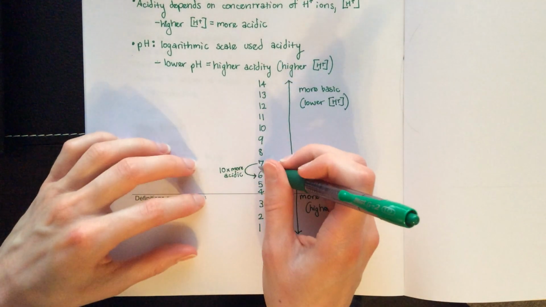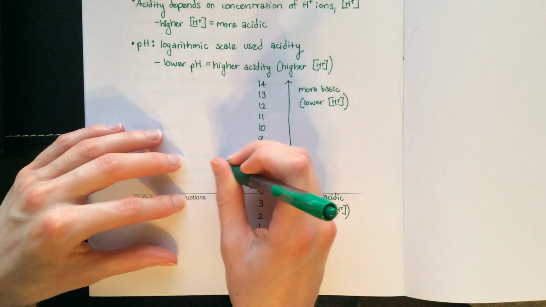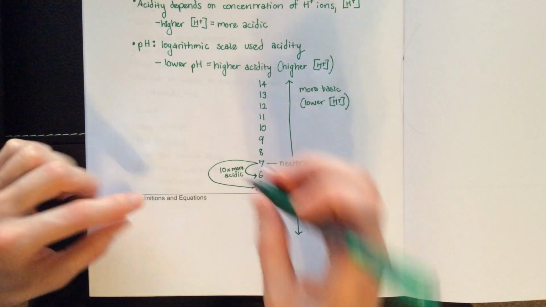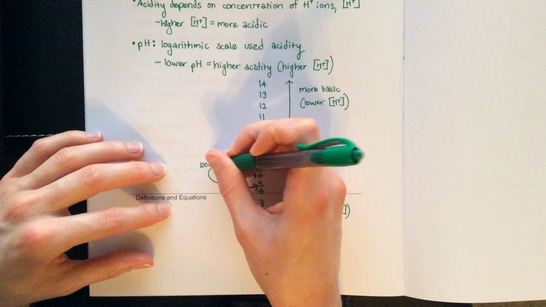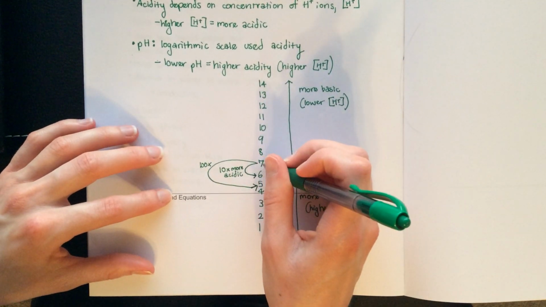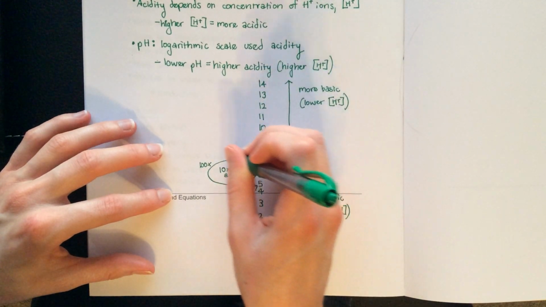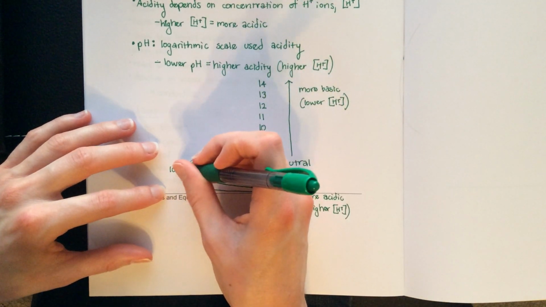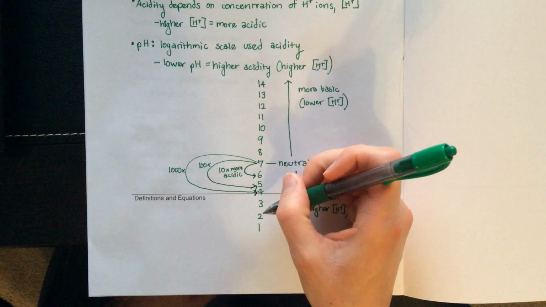So knowing that, how much more acidic do you think a 5 would be than a 7? So if you're thinking 100 times, you're right. So that would be 100 times more acidic. If we went down from a 7 to a 4, that would be 1,000 times more acidic. So you can see it goes down by tens.